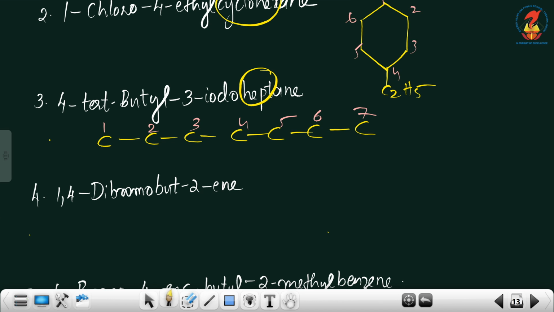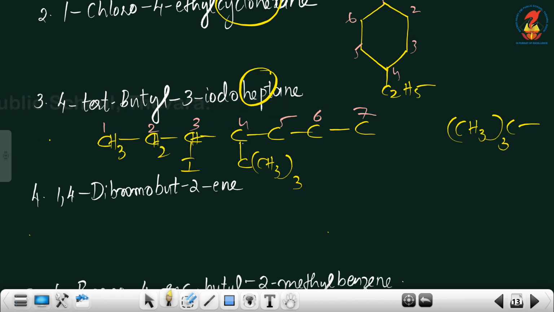Now write the prefixes. For tertiary butyl, we know the tertiary butyl group is CH3 tri-C with a free valency. That free valency we have to attach on the fourth carbon. Okay, CH3 tri. 3-iodo, on third carbon there is one iodine also, nothing else to represent. So here CH3, CH2, CH, CH, CH2, CH2, CH3.